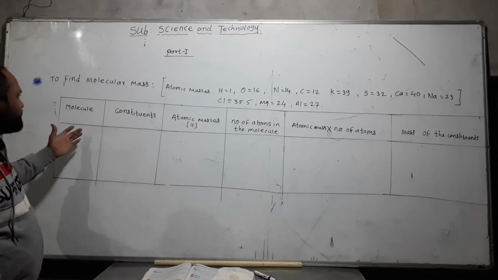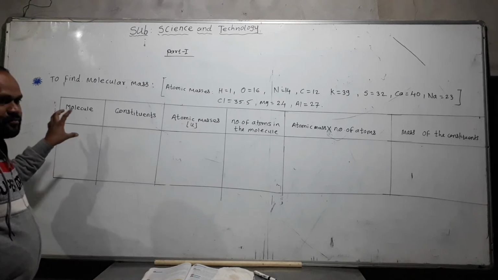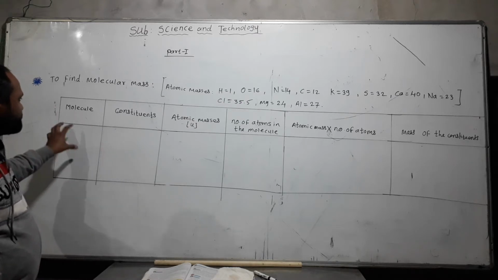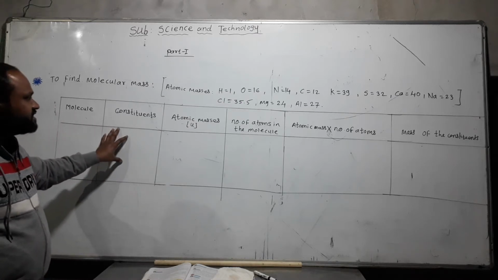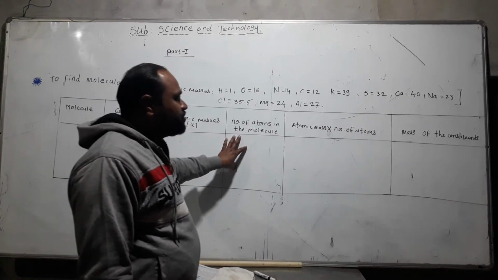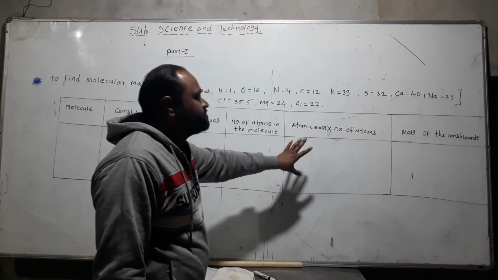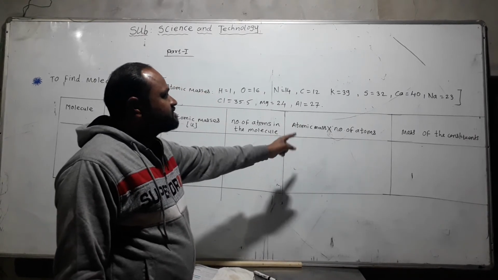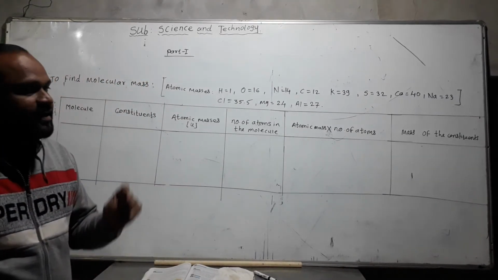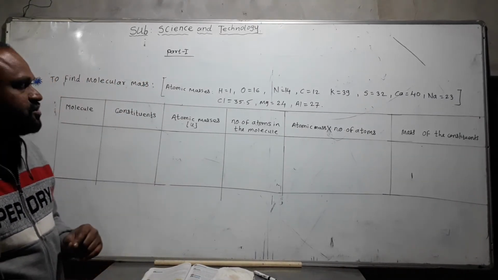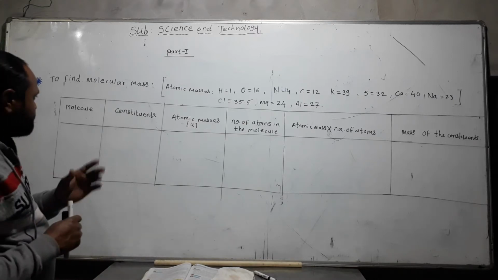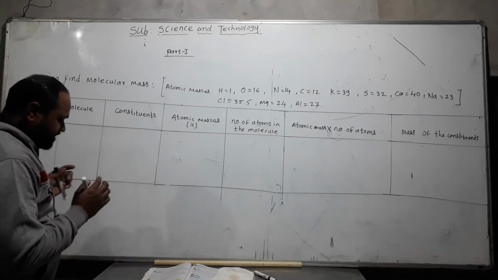To find molecular masses, we use a chart. In that chart we first write the molecule, then the constituents in that molecule, then the atomic masses, then the number of atoms in the molecule, then atomic mass multiplied by number of atoms, and lastly the mass of the constituent. First we will discuss and solve one example.